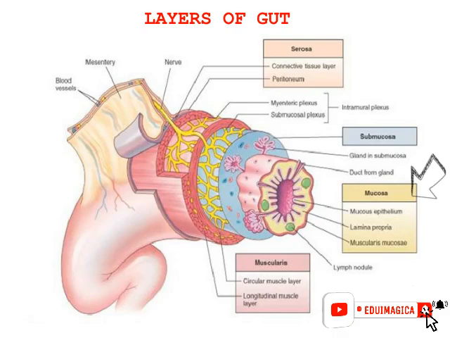Now let's talk about the muscularis mucosa. This is a thin layer of smooth muscle that separates the connective tissue of the lamina propria from the submucosa.